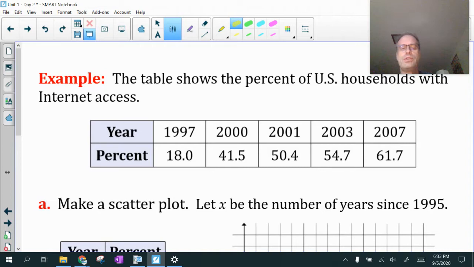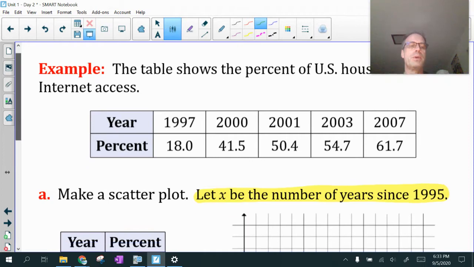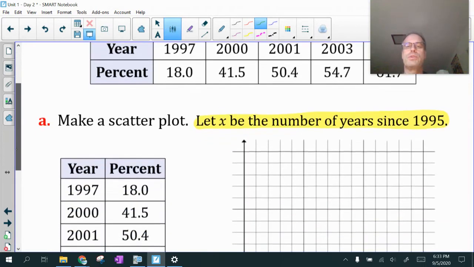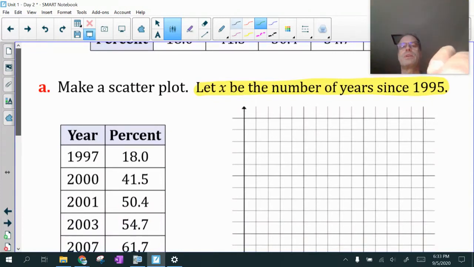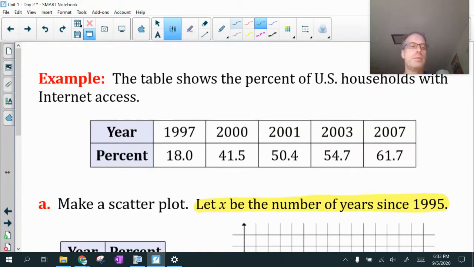Well, when they ask you to use it, they will generally include some sort of caveat like this in there, where we say, let X be the number of years since 1995. And if you just breeze through and said, oh, there's my stuff, I'm going to just do what's there, that's going to mess up your graph. So what we're going to do is take this information and use it to convert this into the form that they want it to be in.